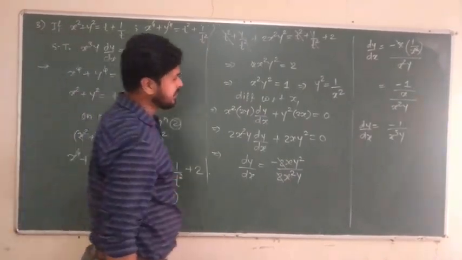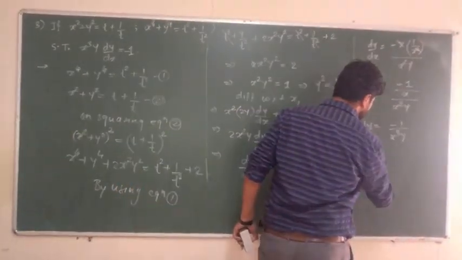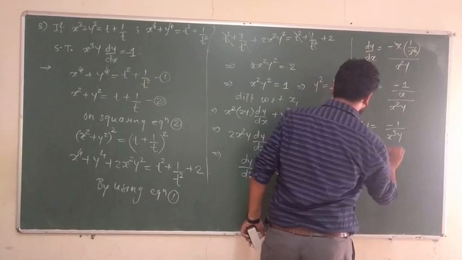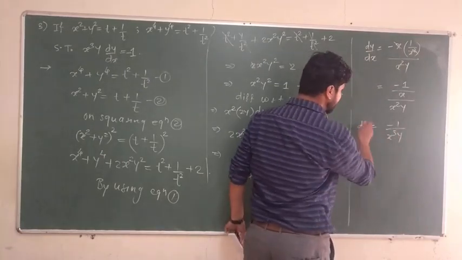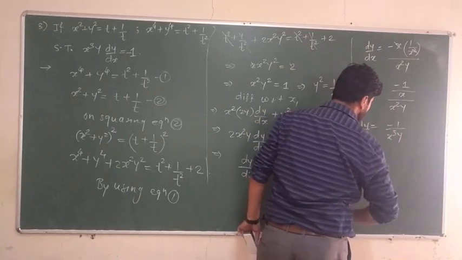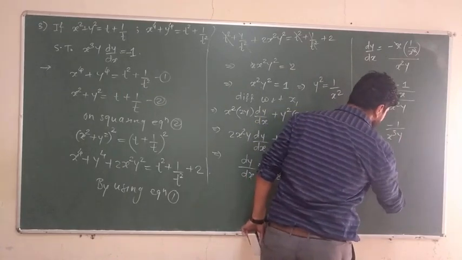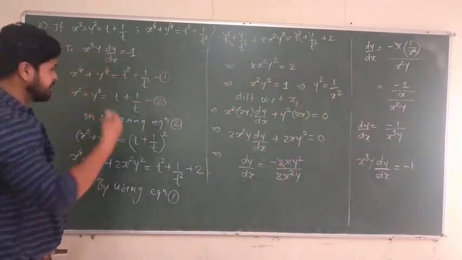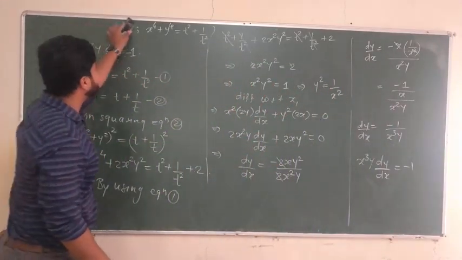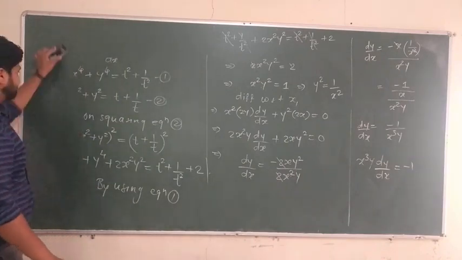Here is the minus sign. So this is our answer, dy by dx. But this term is in the division. So if I shift this, then x cube y into dy by dx is equal to minus 1. So this is the proof of this problem. Now let us solve the next one.